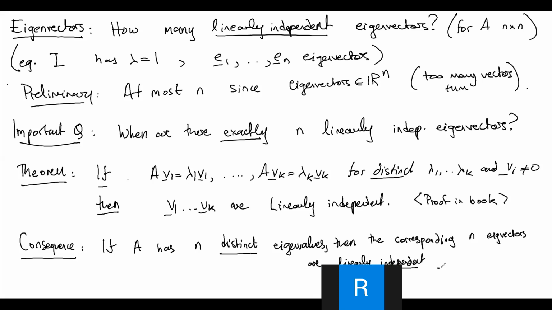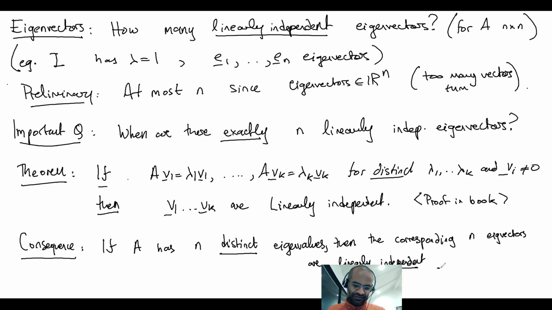Because you can have more than two linearly independent. Wait, let me think about the statement real quick. Isn't the example that you wrote on the page up at the top a counterexample? Exactly, the identity. The identity only has one distinct eigenvalue, but it does have n linearly independent eigenvectors. So this is a one-directional statement.